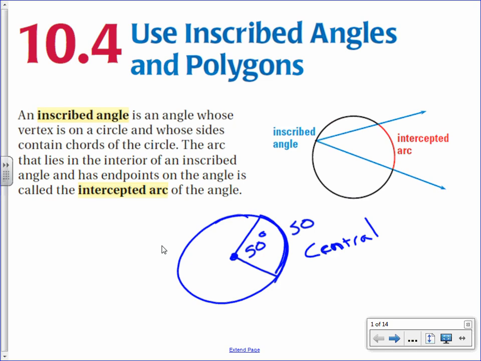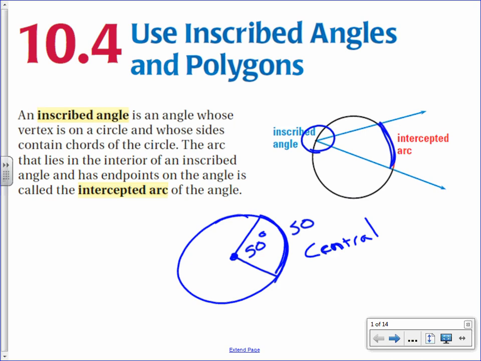What we have new is called an inscribed angle. You notice the inscribed angle goes all the way inside the circle, hits the circle, and then bounces back out. The intercepted arc is the part of the arc that is in that angle. So this red part right here.